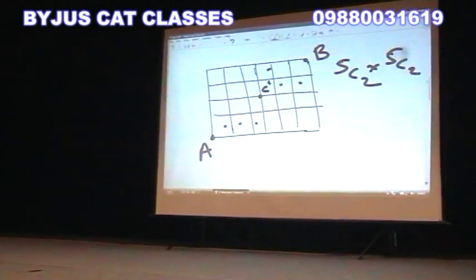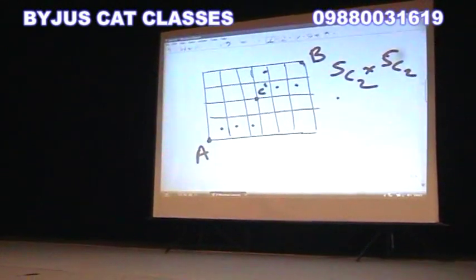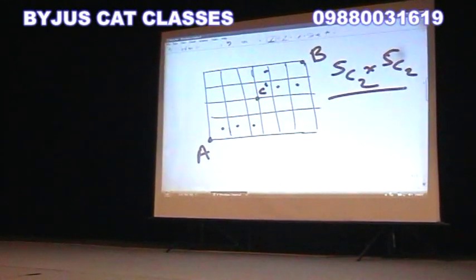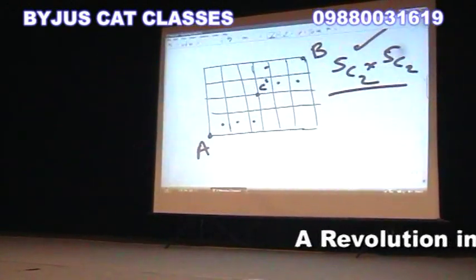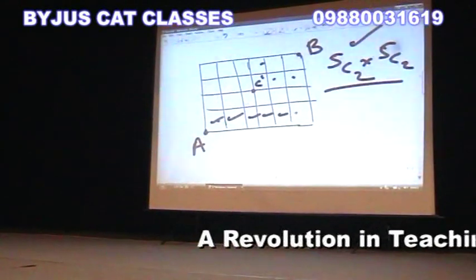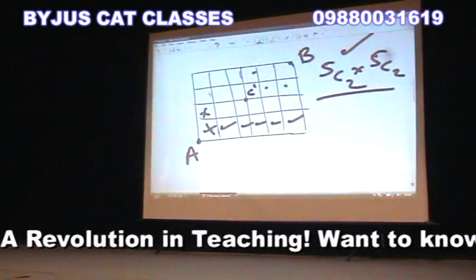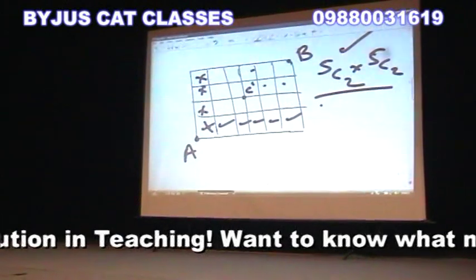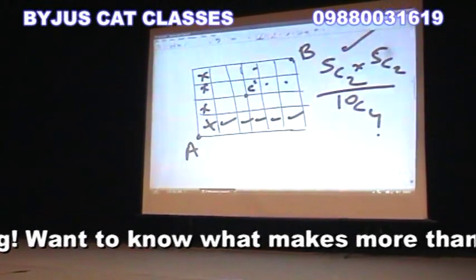Clear, right? What is the probability that he will pass through C? That's the next question. These are the favorable cases, right? Divided by 1, 2, 3, 4, 5, 6. So there are 6 zeros and how many ones? 1, 2, 3, 4. 6 zeros and 4 ones. So total number of routes is 10C4.